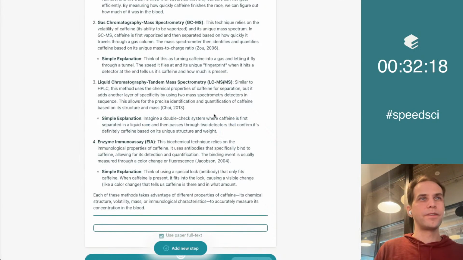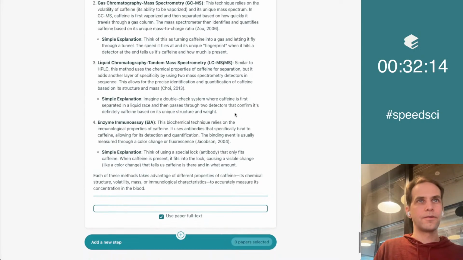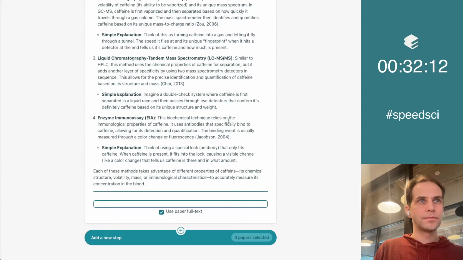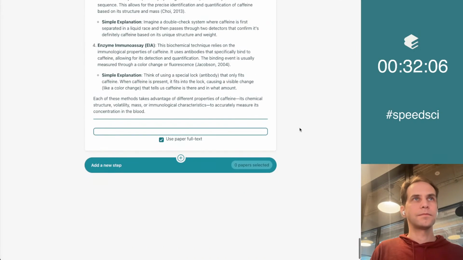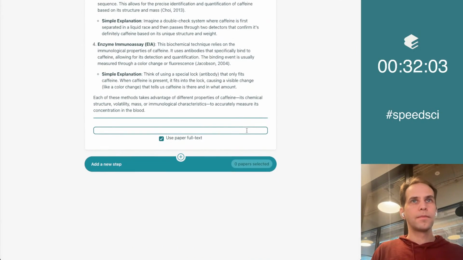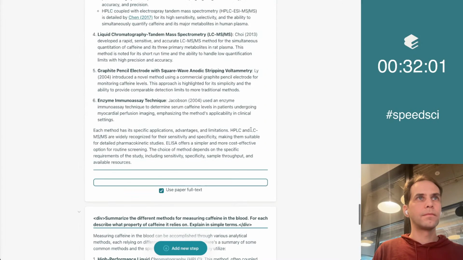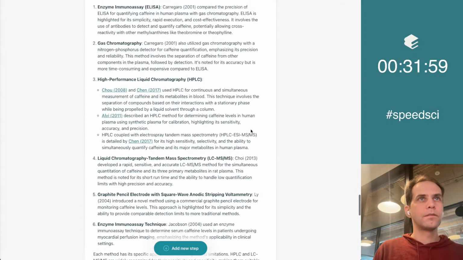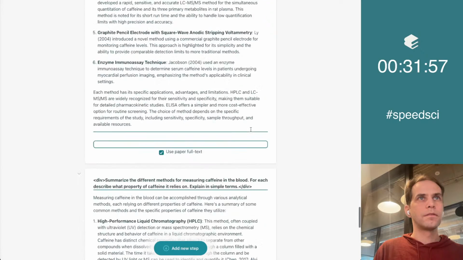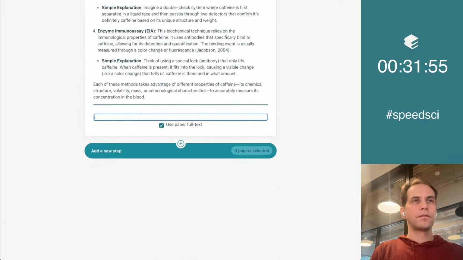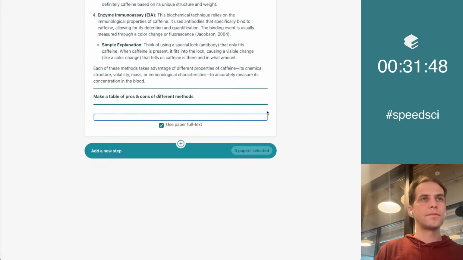Double check system where caffeine is first separated in a liquid race and then passes through two detectors, confirming it's definitely caffeine. Special lock that only fits caffeine. Make a table of pros and cons of different methods.